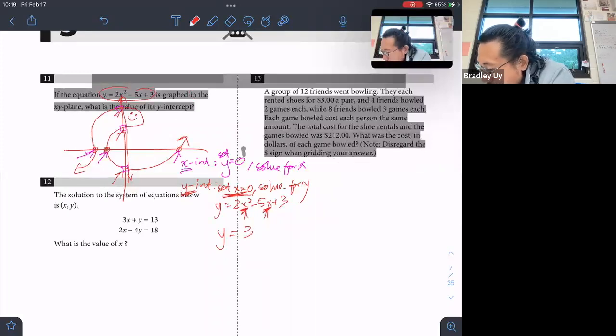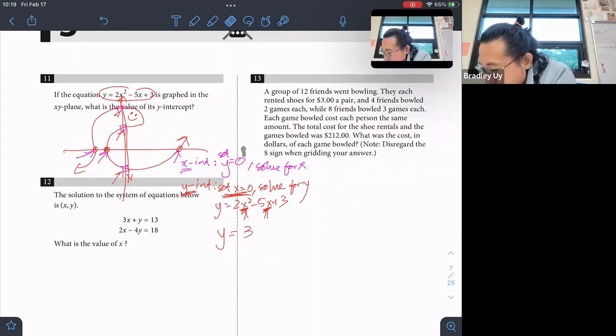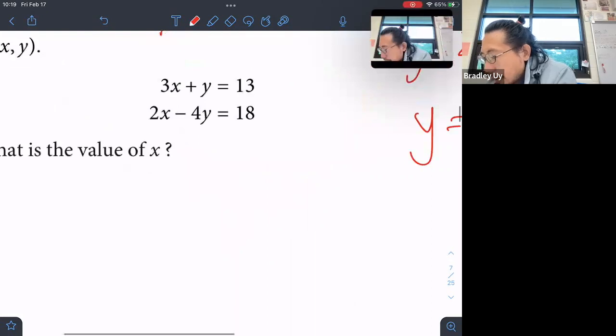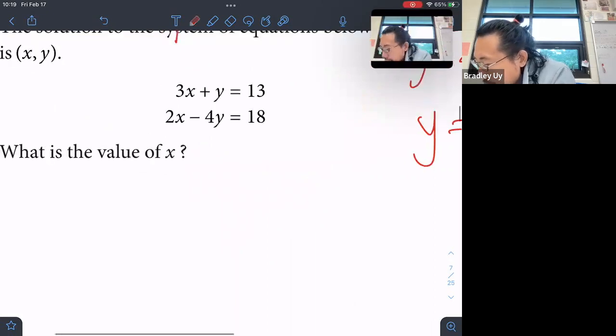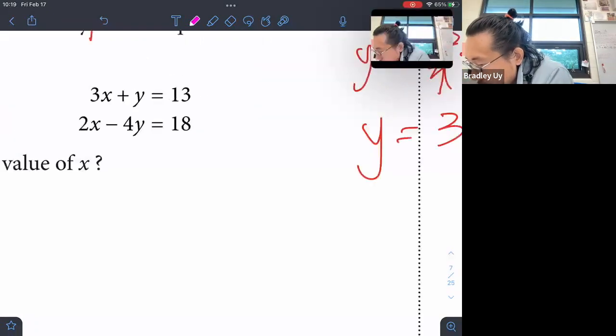Okay, and let me see if I can erase these guys. Great. Okay, moving on, number 12. Systems of equations. There are 3 ways to solve systems of equations: graphing, substitution, and elimination. It depends on your preference. This can be done by substitution or elimination. I might as well show both.